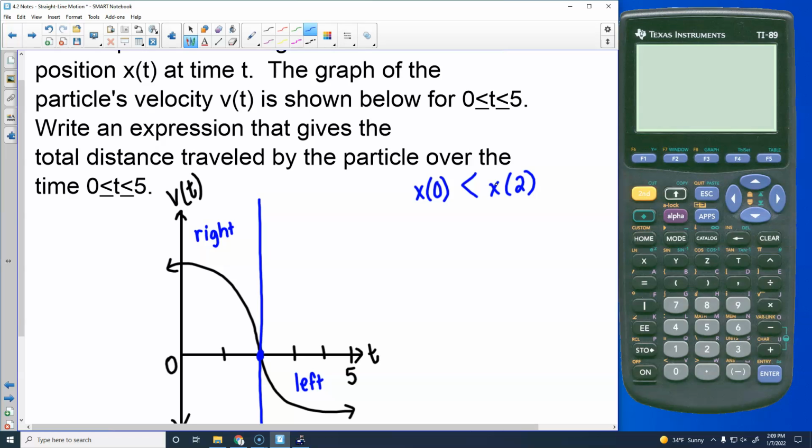Yes, it's going to be fastest at 0 because it's got a higher velocity. So it's moving faster here and then it slows down a little bit here. But we don't really even care about speed. We just care about direction right now.